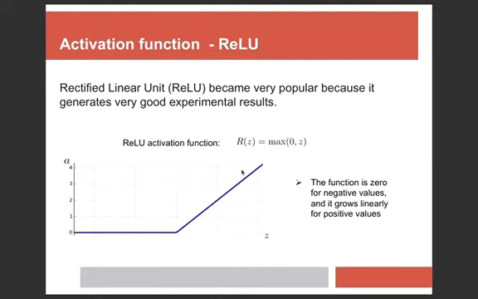Rectified linear unit, ReLU, is also a very popular activation function for its good experimental results, and it's very simple. It is just the max of 0 and the input d. The graph is shown here. As you can see, the function is 0 for all the negative values, and it will grow linearly for positive values. One problem we see in the ReLU is that the ReLU units remain inactive if the input is negative.